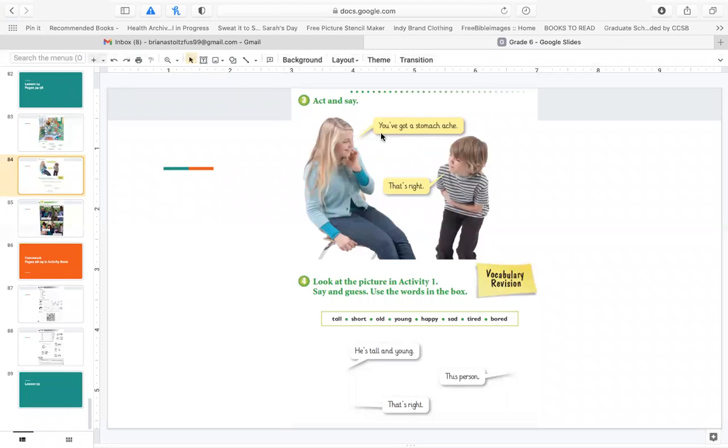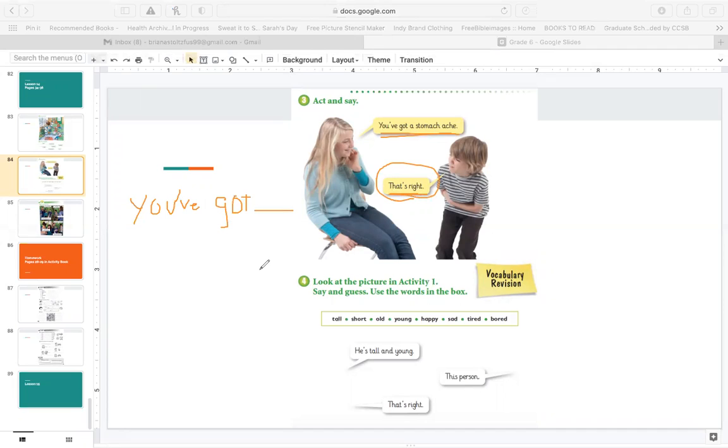Repeat after me. You've got a stomach ache. That's right. That's right means yes or true. Here we have these words, you've got. Remember, we use you've got for items like you've got a phone or you've got a bag. We also use this for sickness.